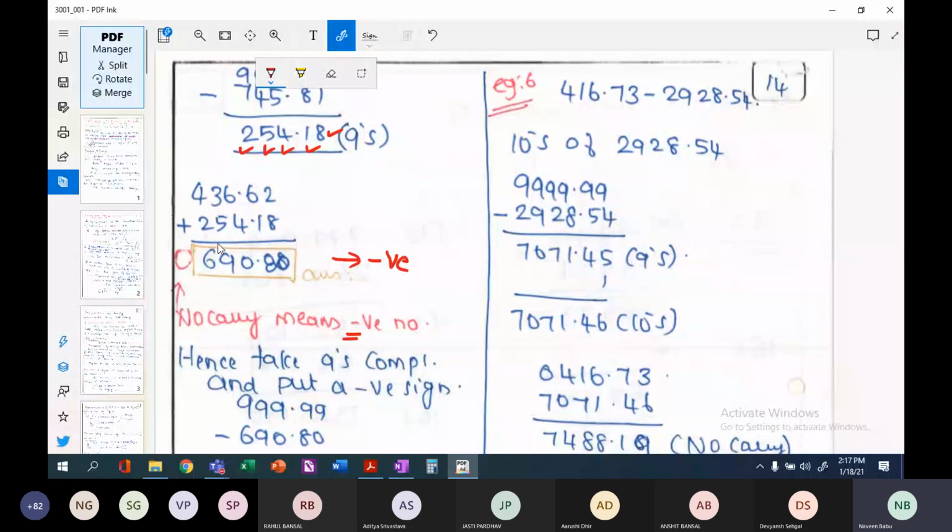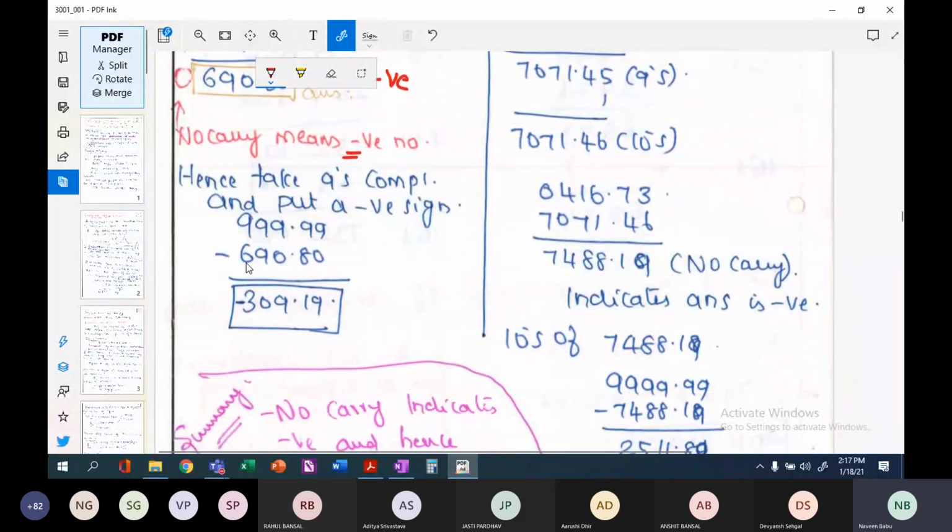So 9's complement of this number is 999.99 minus 690.80, which will be 9 minus 8 is 1, 9 minus 0 is 9, 9 minus 9 is 0, 9 minus 6 is 3. So it is minus 309.19. Okay, understood?